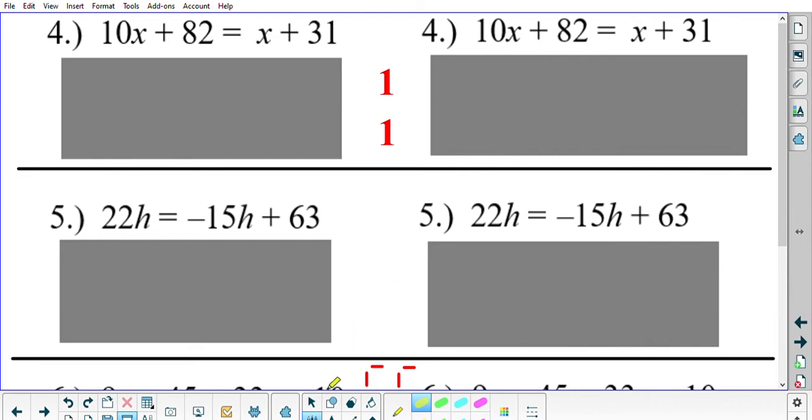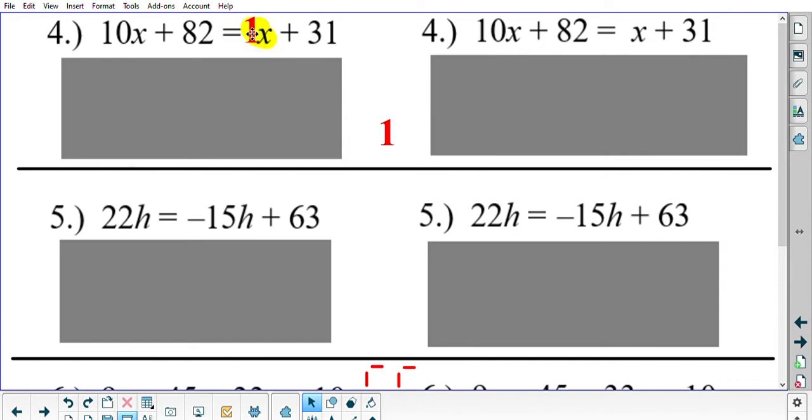Problem number 4. Now, the reason I wanted to do number 4 with you is because you'll notice we have a variable term where we do not see a coefficient on the variable. When I say a coefficient, I mean a number times the variable. Like here it's 10 times x, but on the other x we don't see a coefficient. What is the coefficient? Don't we need to know if we're going to end up adding the opposite of that variable term? Yeah. So here's what you need to know.